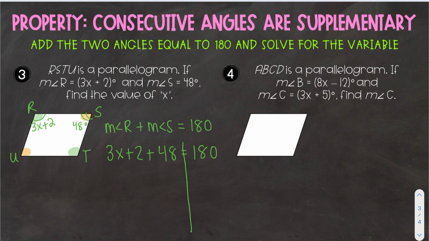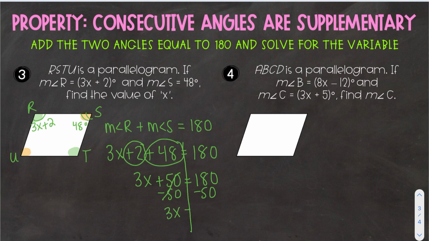So now let's solve for the value of x. Let's combine our like terms on the left side. 3x doesn't have anything we can combine it with. So 2 plus 48 is 50. Now let's subtract 50 from both sides, and we are left with 3x equals 130. And then the very last step is to divide by 3.